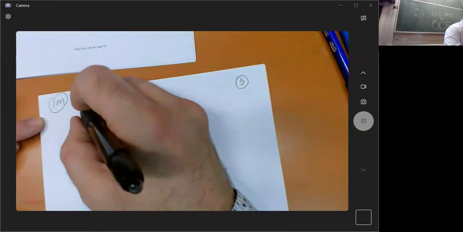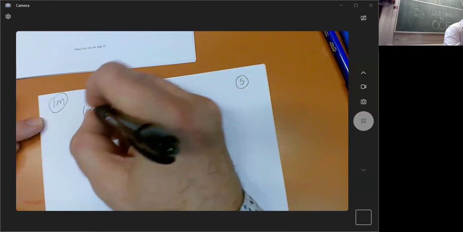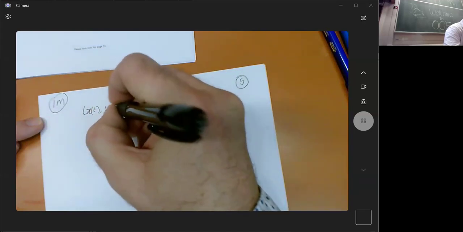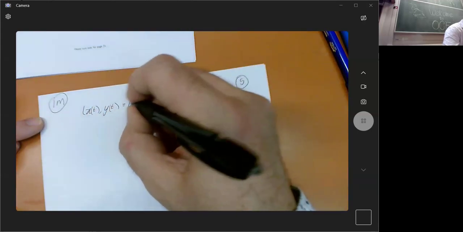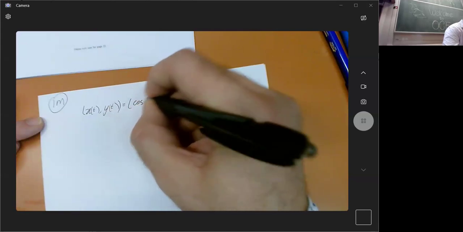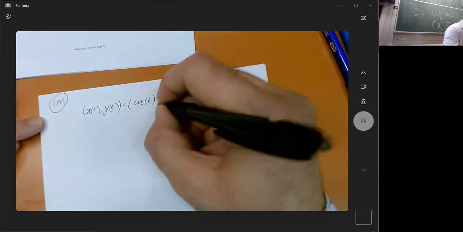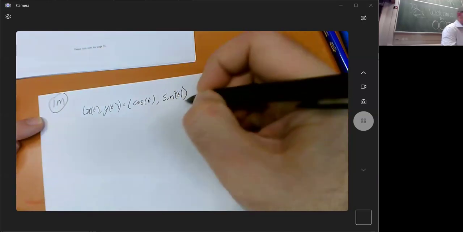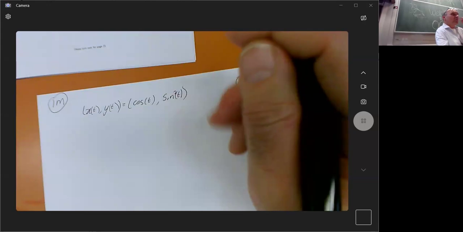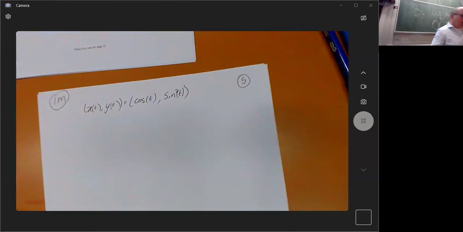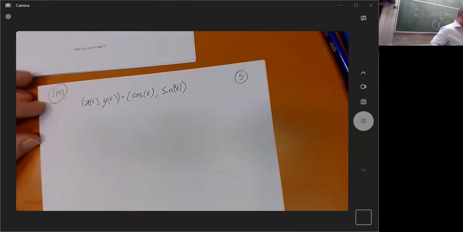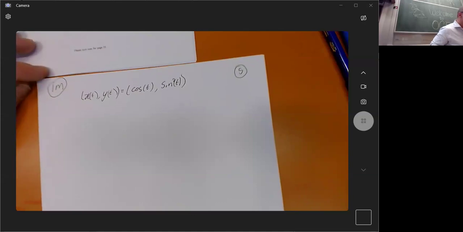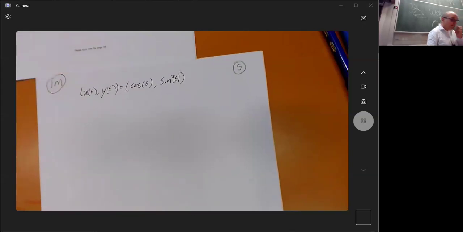The other question they had was x of t, y of t is equal to cosine of t, sine squared t. I feel like this was used in an assignment. Find the Cartesian form of the parametric curve. Ugh.